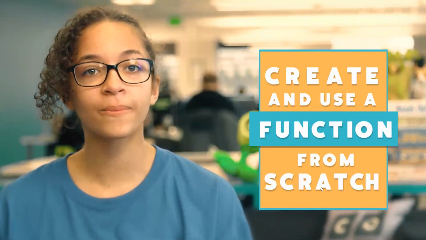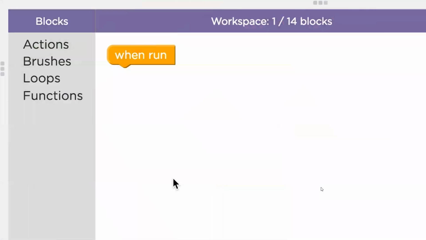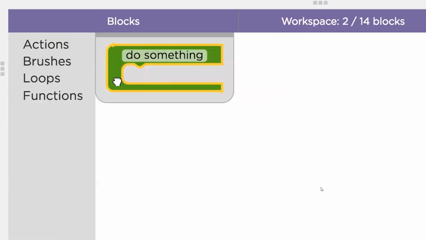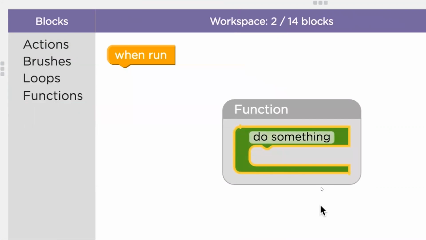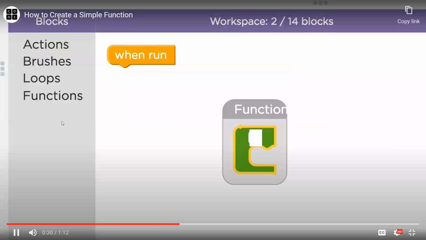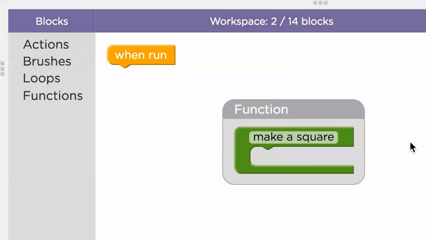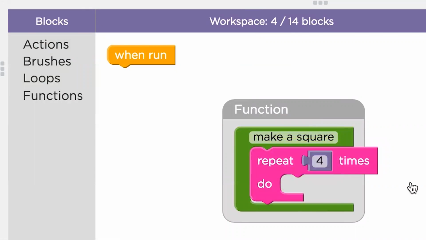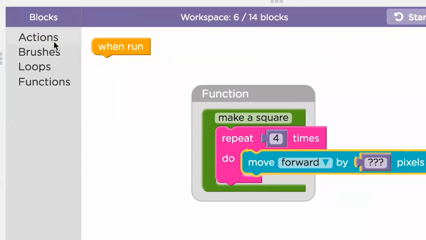You've already learned to use and edit functions as a part of an efficient program. Now, let's learn how to create and use a function from scratch. To do this, look for the category called Functions in the toolbox. Here, you'll see a block called Do Something. Drag that block out into your workspace and rename it to something new that better describes what your function will do. I'm calling this one make a square. From here, you can drag blocks into the function to specify what you want to happen when the function is used.